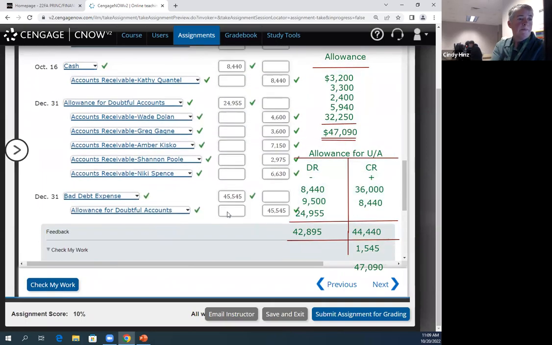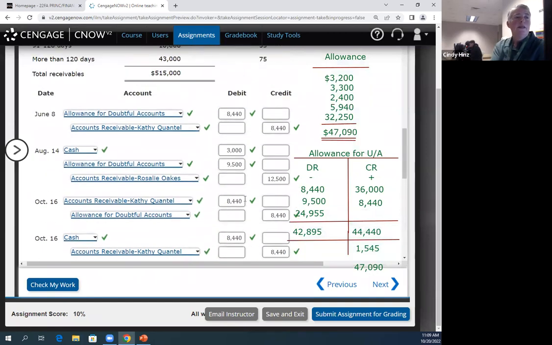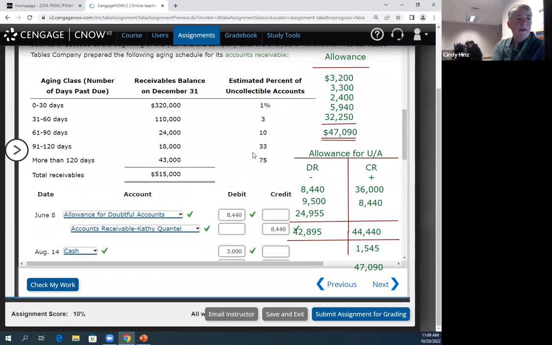And so at this point, you should be comfortable with using the AR aging method as we've done here. You should understand how to do a write-off under the allowance method. It gets written off to the allowance. We estimate the expense in the adjusting entry. And you should understand how the allowance account could end up with a debit balance. Any questions on any of that?